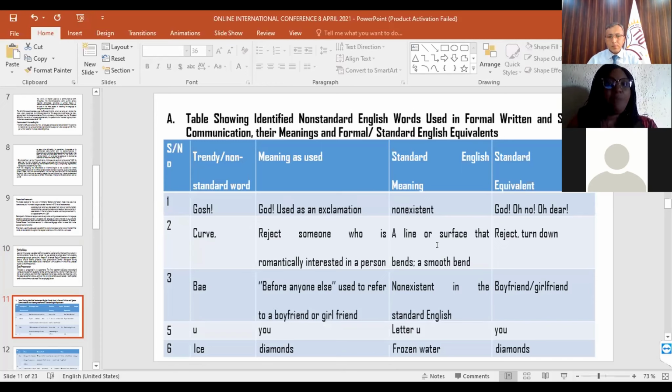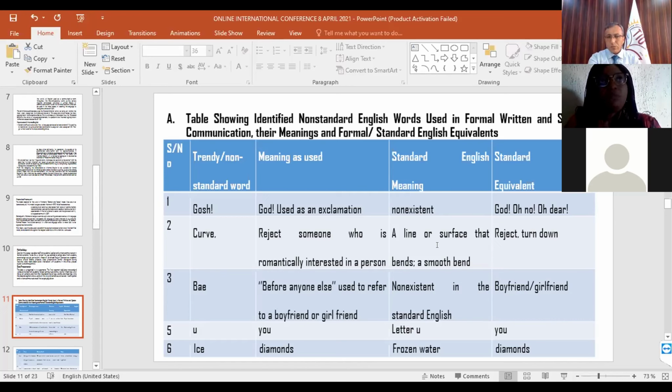We're going to be looking at them under these subheadings. We have the words as they were used in some of these essays, write-ups or spoken communication. Then we have their meanings as used in such context. Then we have the standard English meanings, because there are some of these words that have distinct standard English meanings, as opposed to the meaning attached to them in the non-standard variety. Then, of course, we have the standard English equivalent. Now, first, we have gosh.